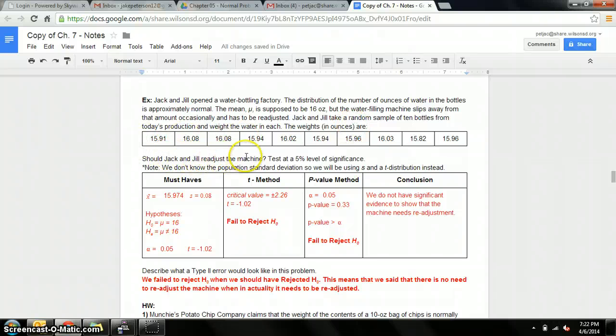Should Jack and Jill readjust the machine? We want to test at a 5% level of significance. So note here, we don't know the population standard deviation, so we will be using our sample standard deviation and a t-distribution instead.